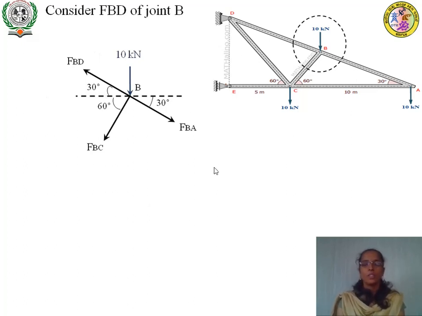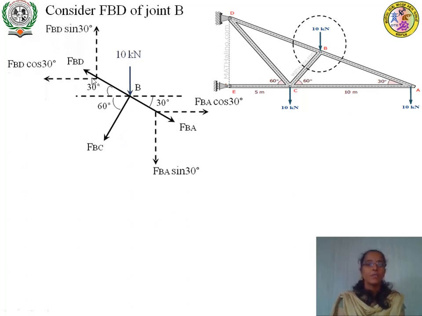Resolve the inclined forces along x and y directions. So BA is making an angle of 30 degree with respect to horizontal. Therefore its resolved components will be FBA cos 30 along x direction and FBA sin 30 along y direction. It is in fourth quadrant, therefore x positive, y negative. Okay. Next, if you resolve BD, it is also making an angle of 30 degree with respect to horizontal. Therefore x will be cos term, FBD cos 30 and y will be FBD sin 30.